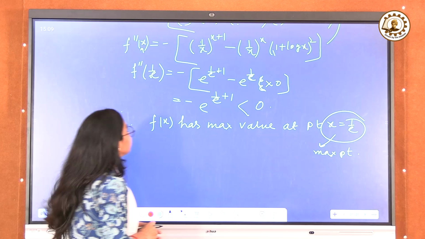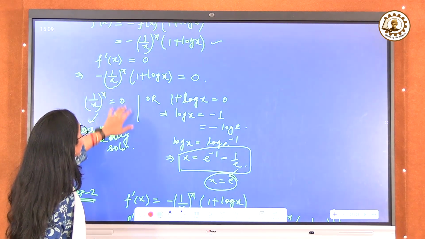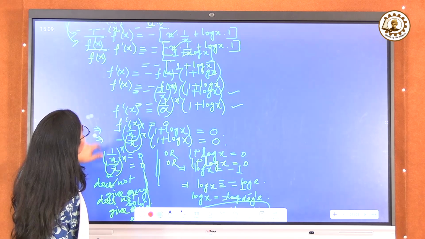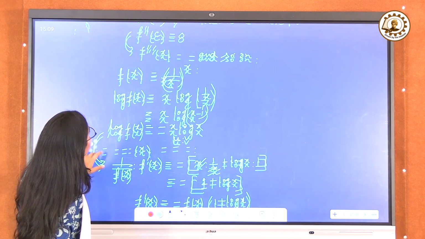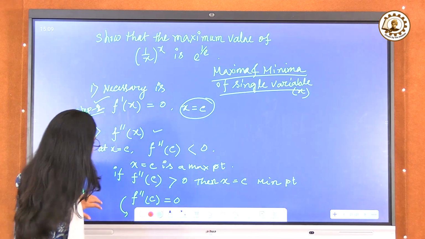Now we have to find out the maximum value, which we have to prove is e to the power 1 by e. What was the question? E to the power 1 by e.